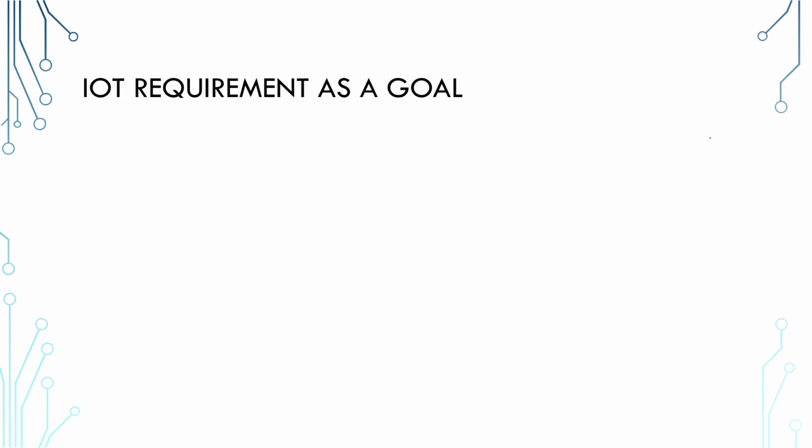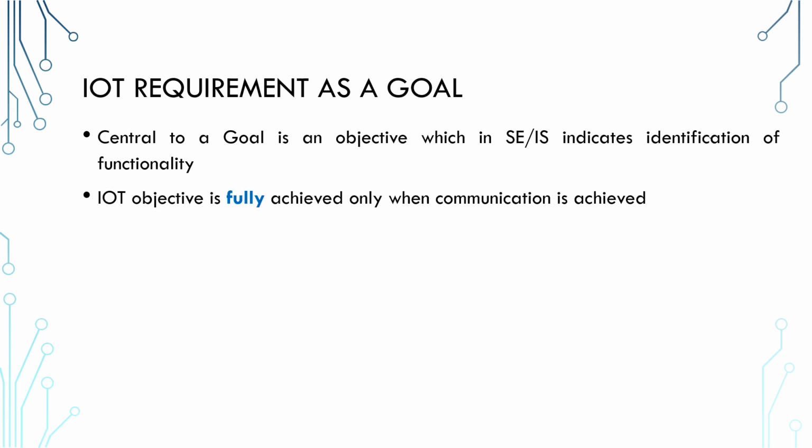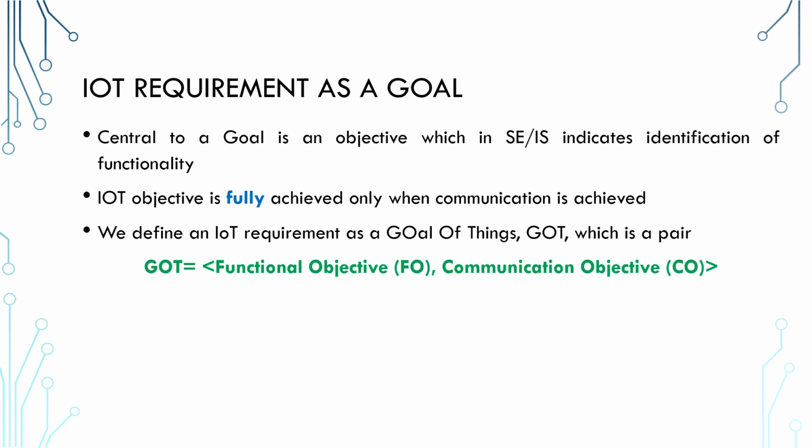Now, let us consider how to represent an IoT requirement as a goal. Central to the notion of a goal is an objective, which in software engineering or information system indicates identification of a functionality. However, the mere fulfillment of the functionality is not enough in an IoT domain. In an IoT system, the objective is fully achieved only when communication is achieved. We define an IoT requirement as a goal of things, GOT, which is a pair, functional objective and communication objective, or in other words, FO, CO.